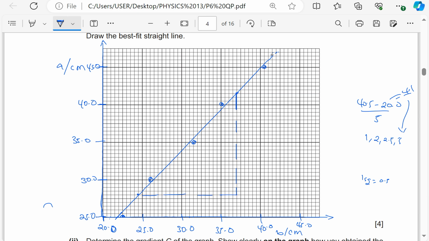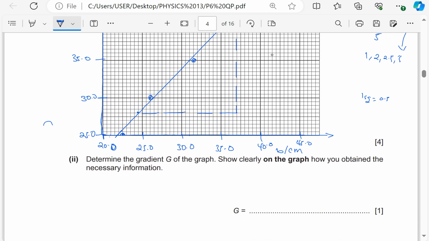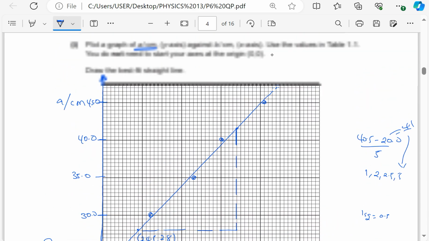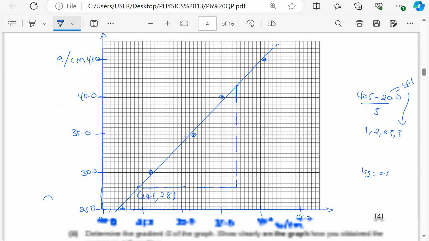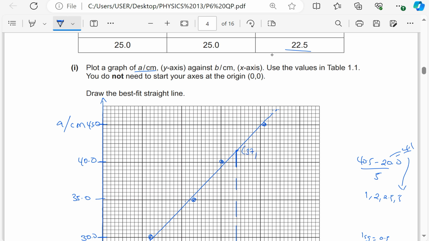So that is going to be the triangle which I'm going to use to find the gradient. If I want to write this point here, on the horizontal it is 24.5, and on the vertical, this is 25, 26, 27, 28. Then on this point here, on the horizontal it is 37, and on the vertical it is 41.5.